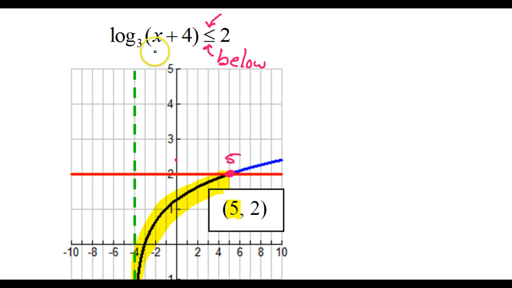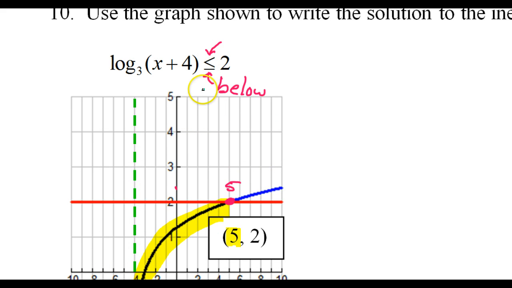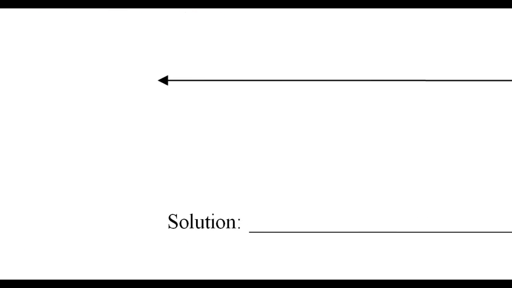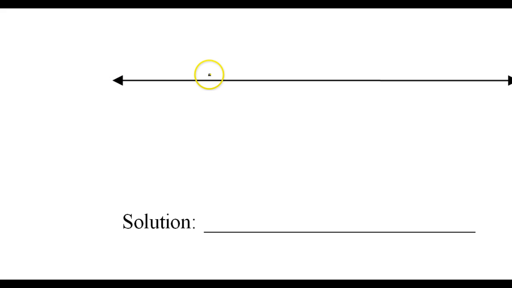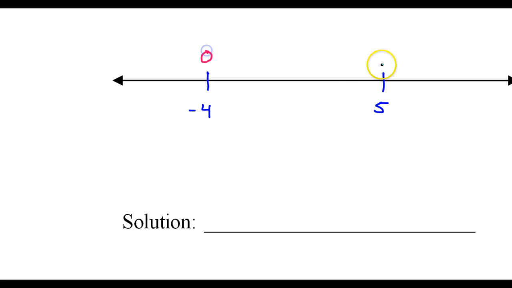So what x values, because that's what we're solving for, is x. The x values that will make this function below 2 are these yellow x values here that go from -4 to 5. So on our number line, we can just easily graph that. Okay, so here's -4 and here's 5. So the solution set is going to go from -4 to 5.